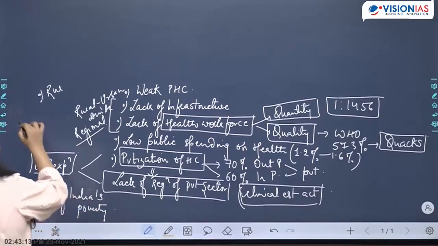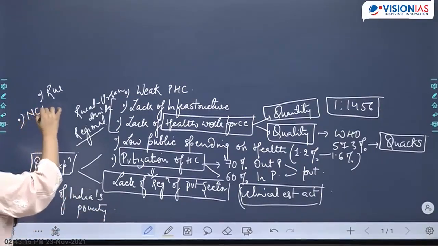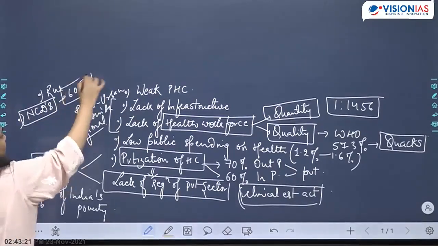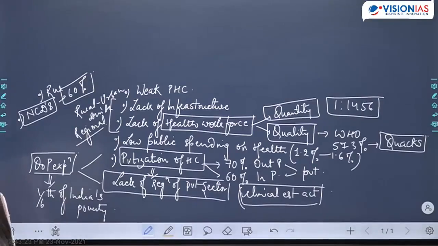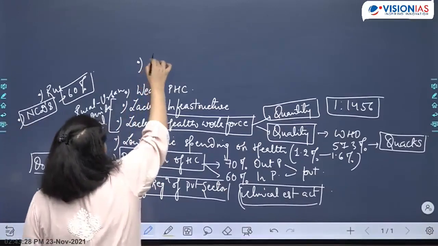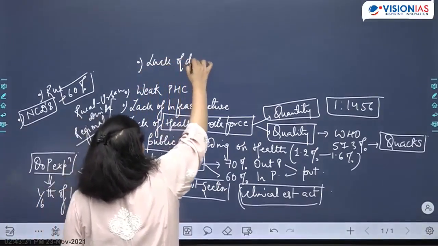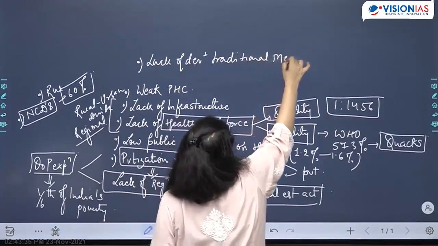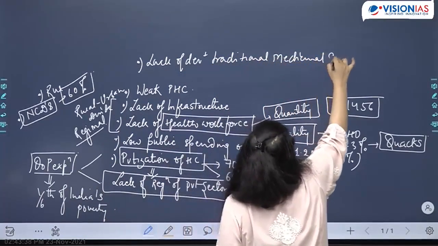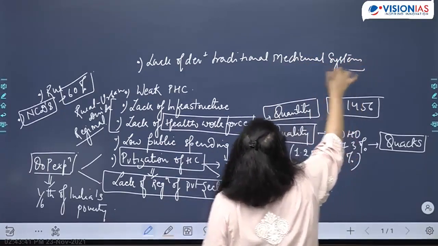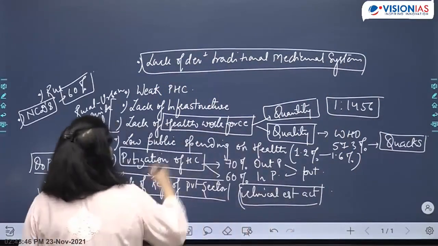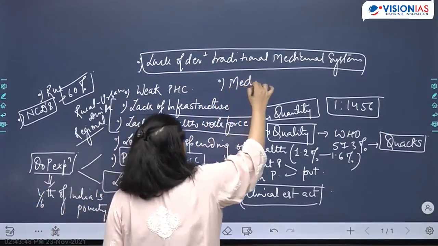Another problem is that there is growing incidences or disease burden of non-communicable diseases. 60% approximately is the disease burden of non-communicable diseases. However, our focus is not on that. Then there is lack of development of traditional medicinal system. That is another challenge that we have, lack of development of traditional medicinal system. Is this very clear? Then there is problem with respect to medical ethics.